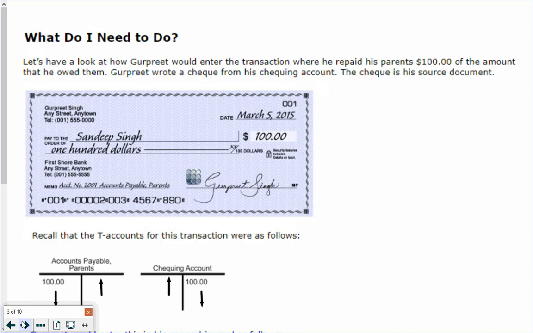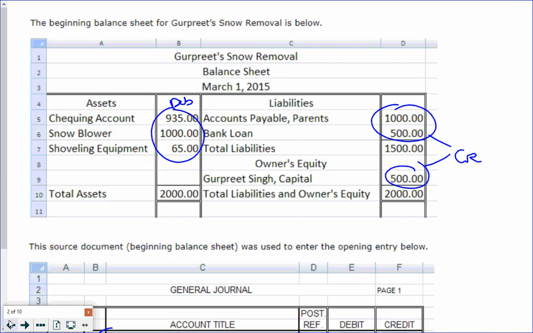Okay. So we're Gurpeat's snow removal service. We use his company just because it's an easy company to deal with, and if we keep coming back to it, it stays familiar for you. So he repaid his parents $100. Because remember, one of his accounts is that he owes his parents $1,000.